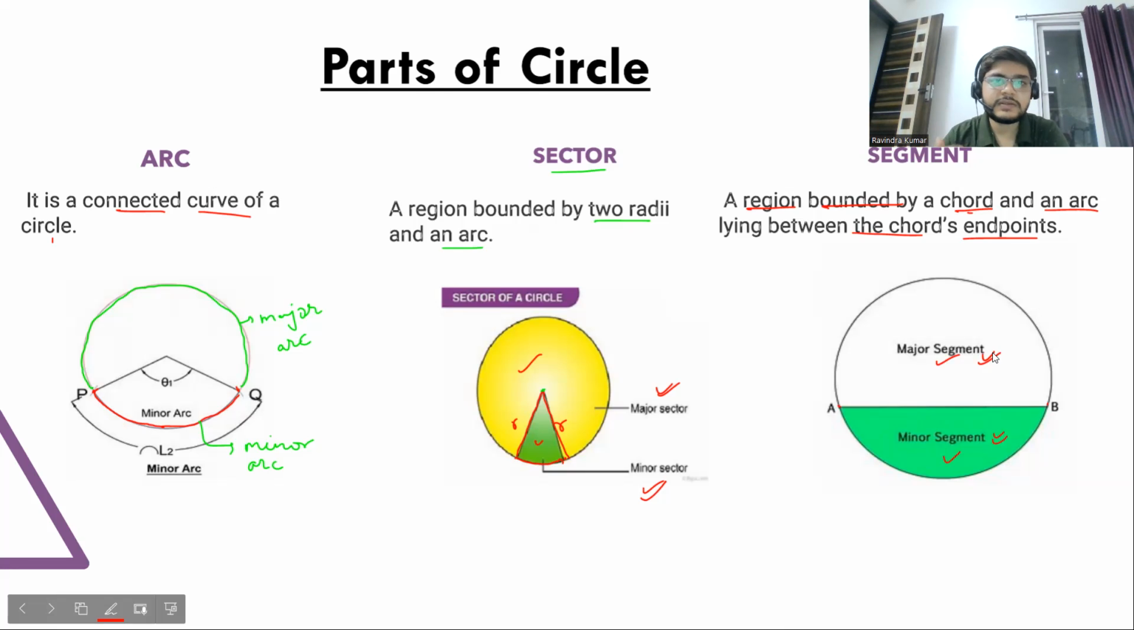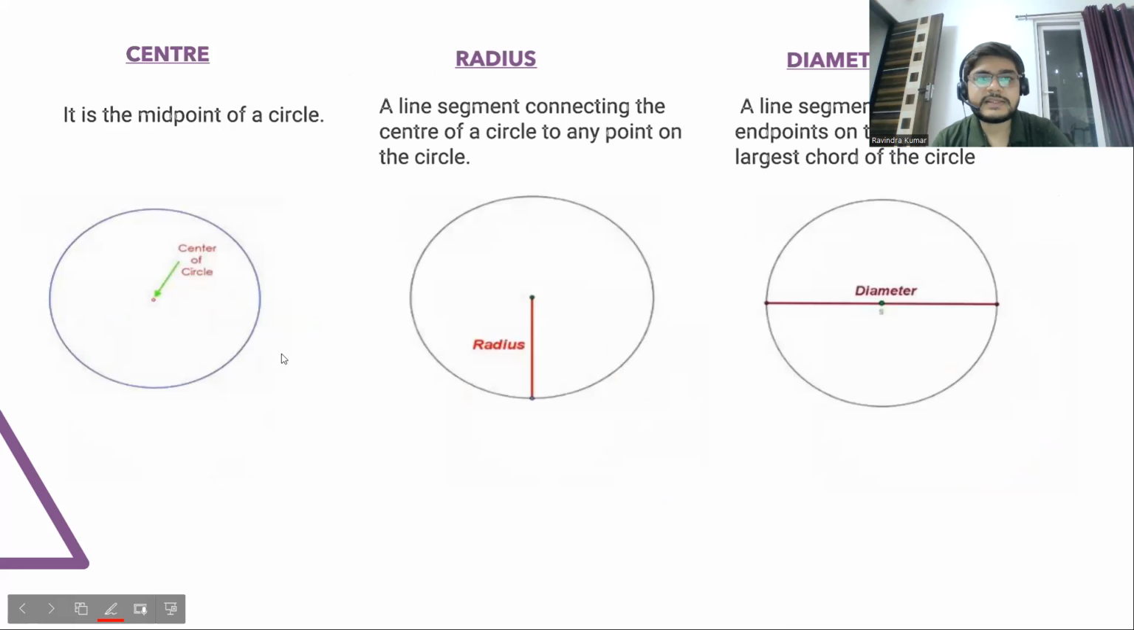The smaller one we have to indicate with the word minor, and the larger one we have to indicate with major. So if it is an arc, it is a minor arc or a major arc. In the same way for the segment and sector. Okay, fine, let's move to the next one, and this is center.